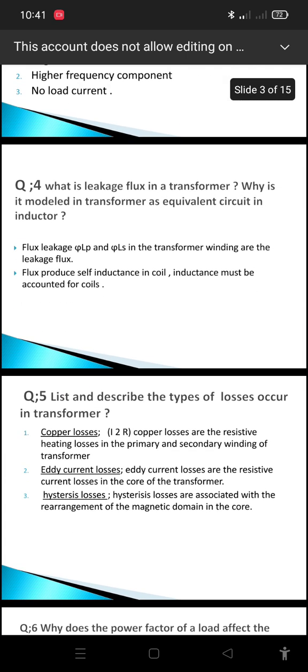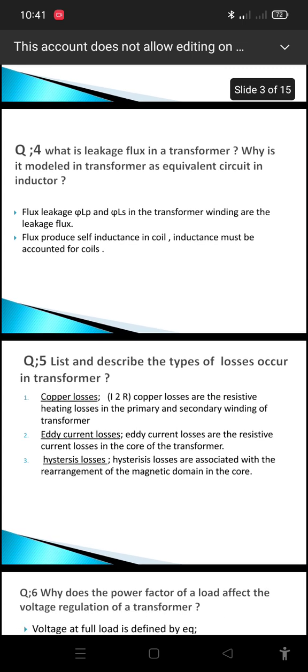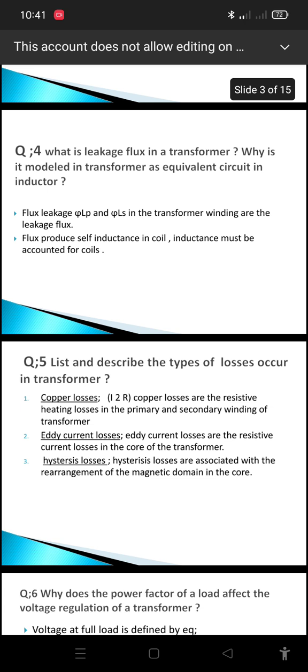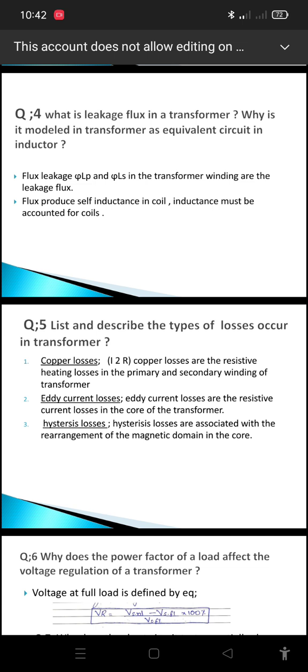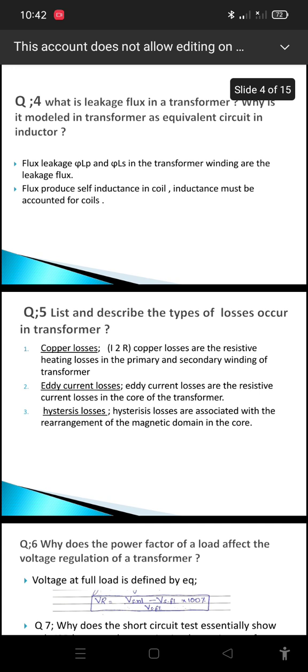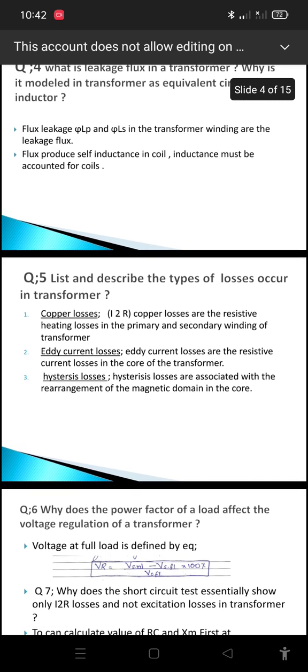List and describe the types of losses in a transformer. Copper losses: I squared R copper losses are the resistive heating losses in the primary and secondary windings of the transformer. Eddy current losses: eddy current losses are the resistive heating losses in the core of the transformer. Hysteresis losses are associated with the rearrangement of magnetic domains in the core.